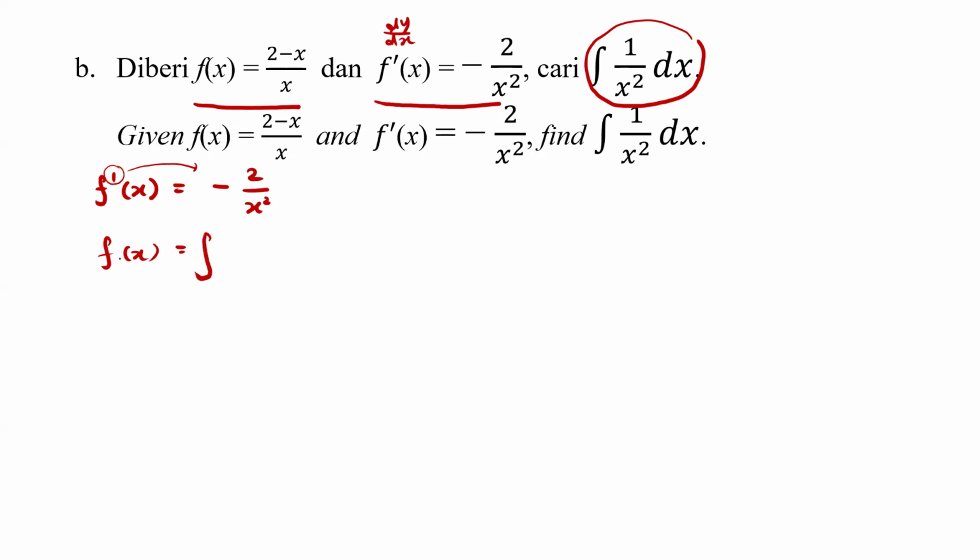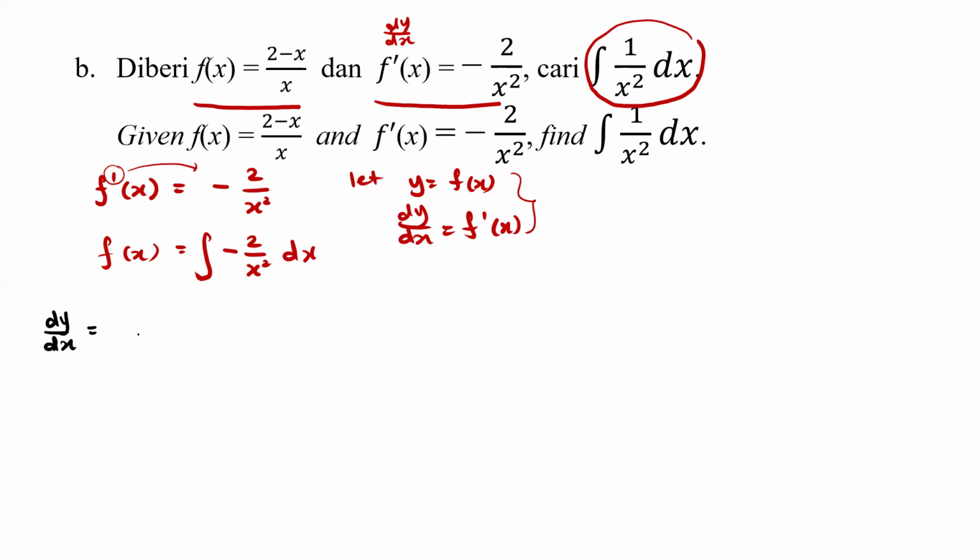So this side will be left with your y. So it's like this. Writing like this, are you okay? If you cannot see this, then you let y be f(x), and you let dy/dx be f prime x, if you are used to y and dy. So you set this one first. This is another option. So you have dy/dx equals f prime x, which is negative 2 over x squared, and therefore y equals the integral of negative 2 over x squared dx.